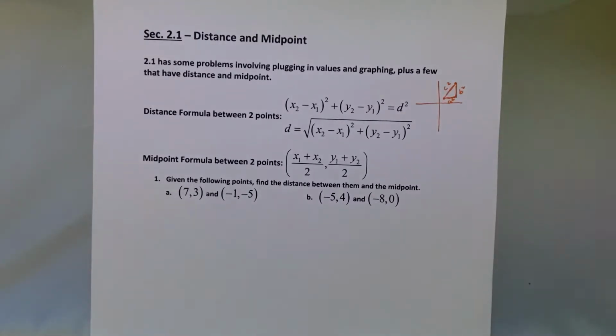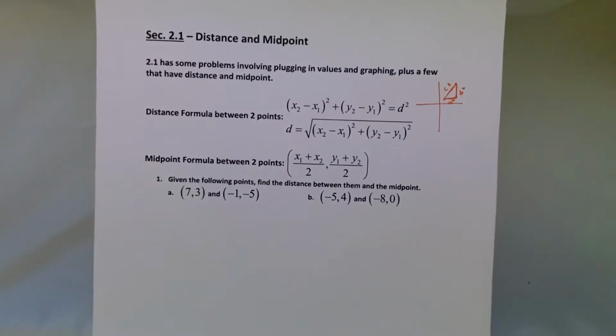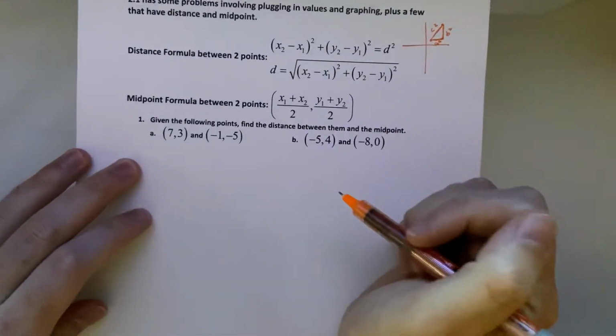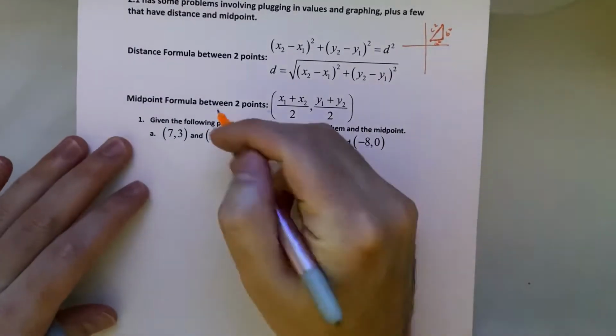Now the midpoint formula for 2 points: you average the x values and you average the y values. So just real quick, given the following points, find the distance between them and the midpoint.